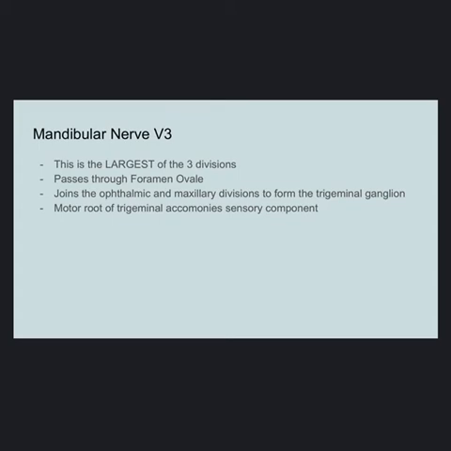Now we're going to talk about the mandibular nerve, which is V3. I don't have questions for these yet, but I'll make sure to add them to the next video that I make. So the mandibular nerve, or V3, is the largest of the three divisions. This passes through the foramen ovale, and it joins the ophthalmic and the maxillary divisions to form the trigeminal ganglion, and it's a motor root of the trigeminal, and it accompanies the sensory component.